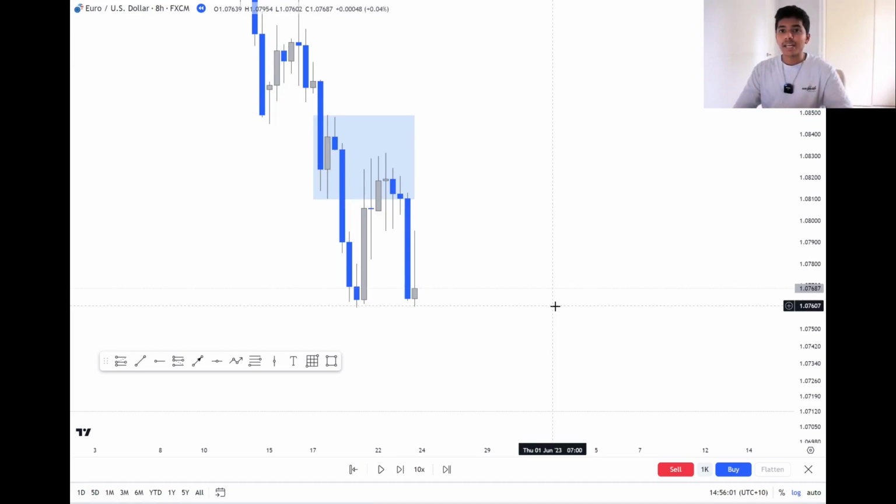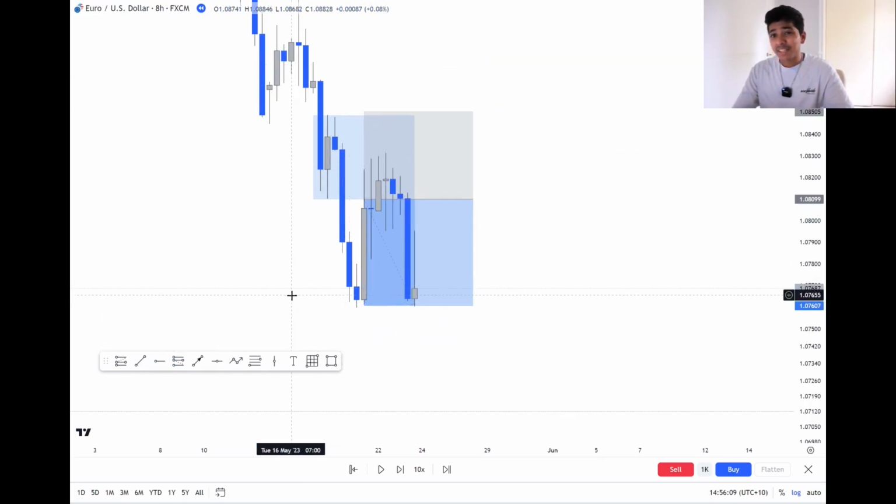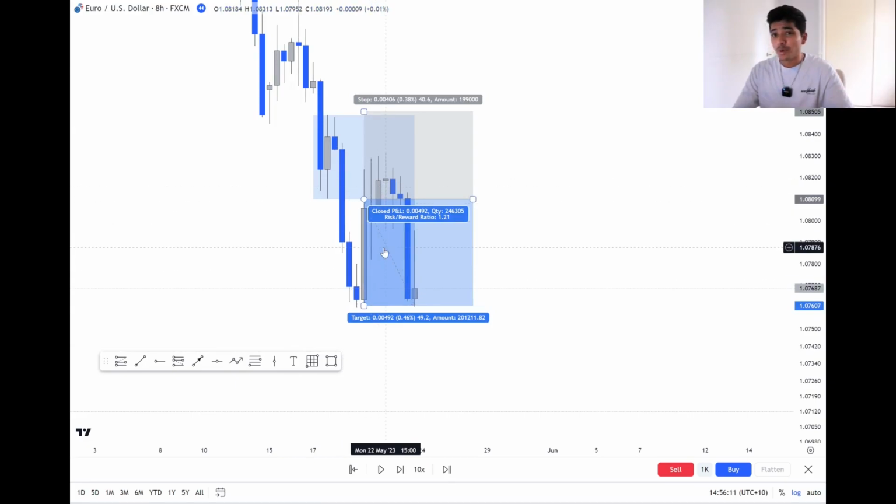So how can you actually catch this move? You could enter off of the edge of the block and keep your stop loss here, and you could keep your TP here, but that gives you a risk to reward of 1.21 to 1. And I'm sure a lot of you guys are probably sitting there thinking, I'm not going to take a 1.21 to 1 reward to risk ratio. That's just not me, and I completely understand. That's why I'm going to show you another way to enter off of a zone like this.